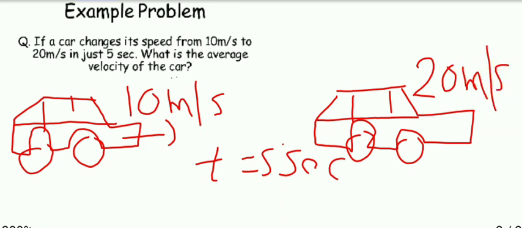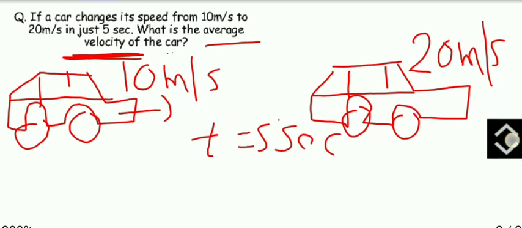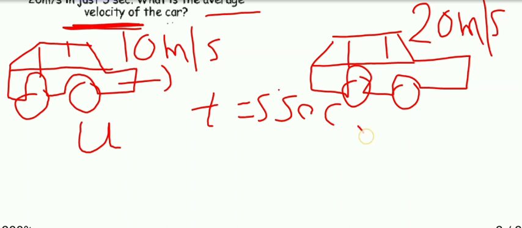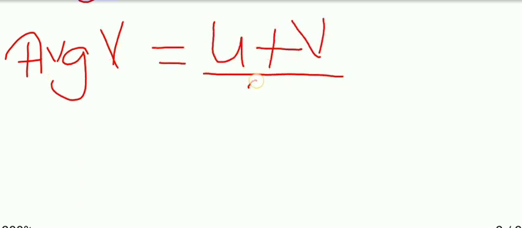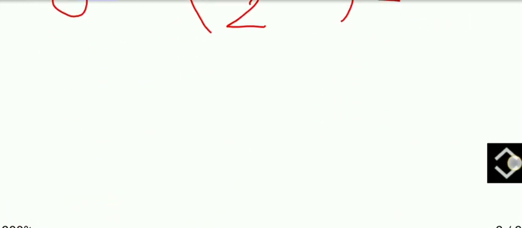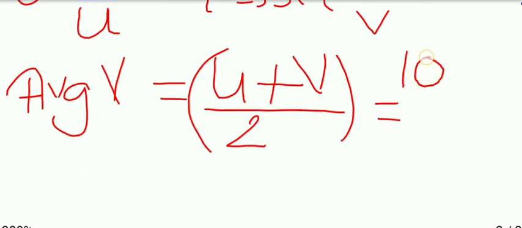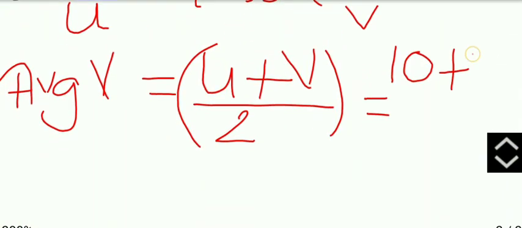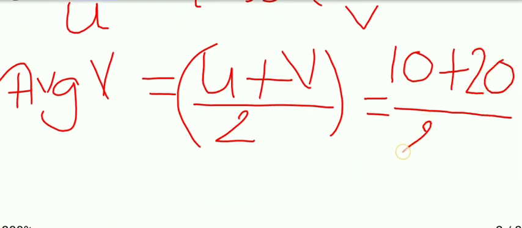My task is to calculate the average velocity. How will you calculate it? You have a very simple formula, where u is the initial velocity and v is the final velocity. Average velocity can be calculated by u plus v divided by 2. In this case, u is 10 and v is 20, divided by 2, because 2 values are given. So 10 plus 20 is 30.